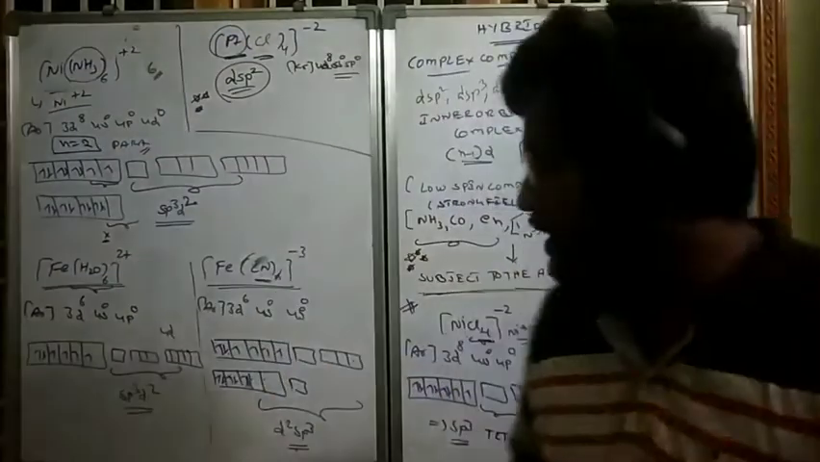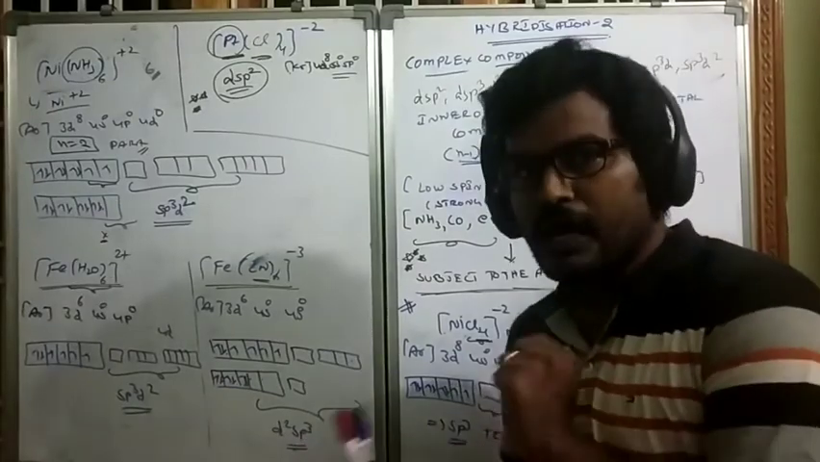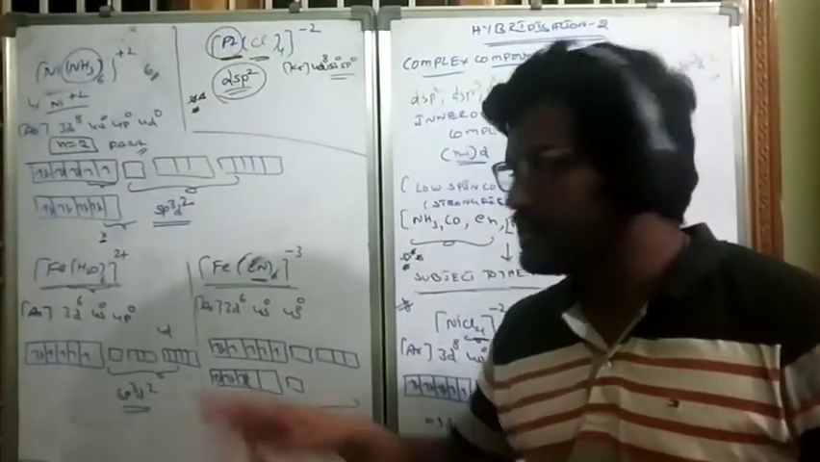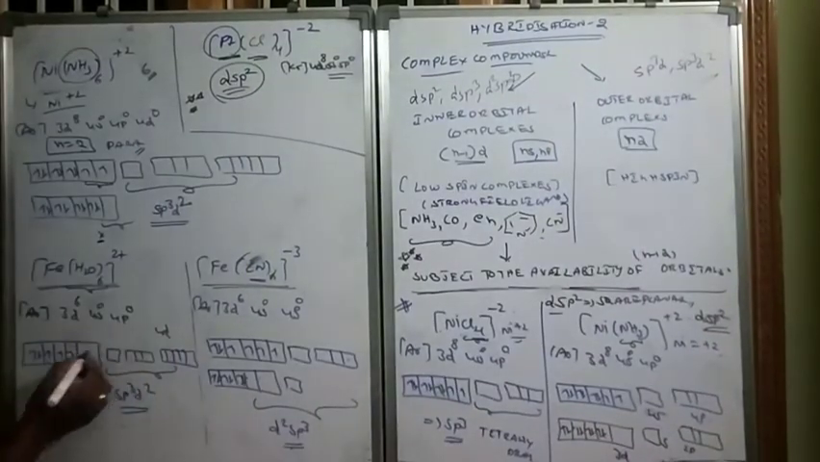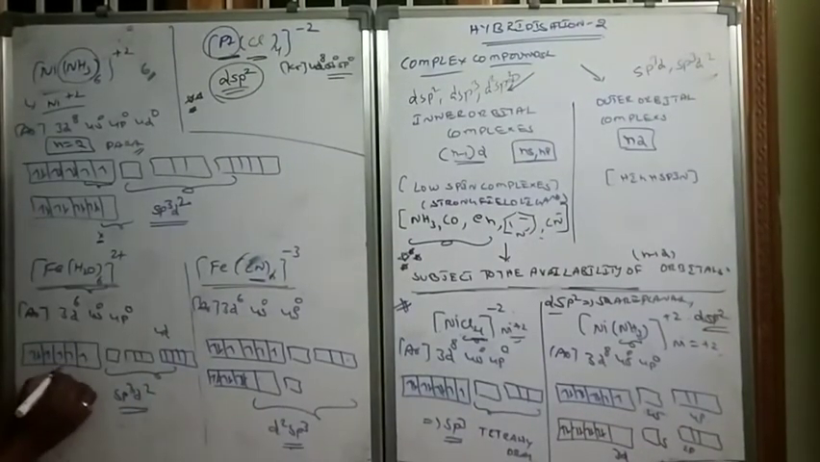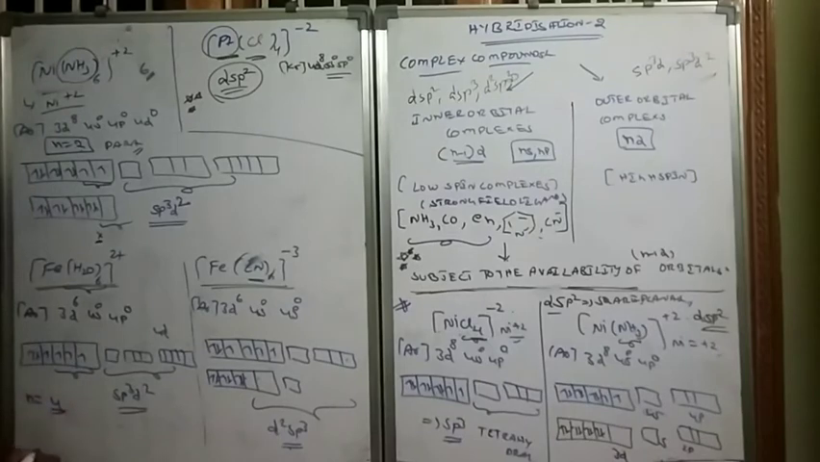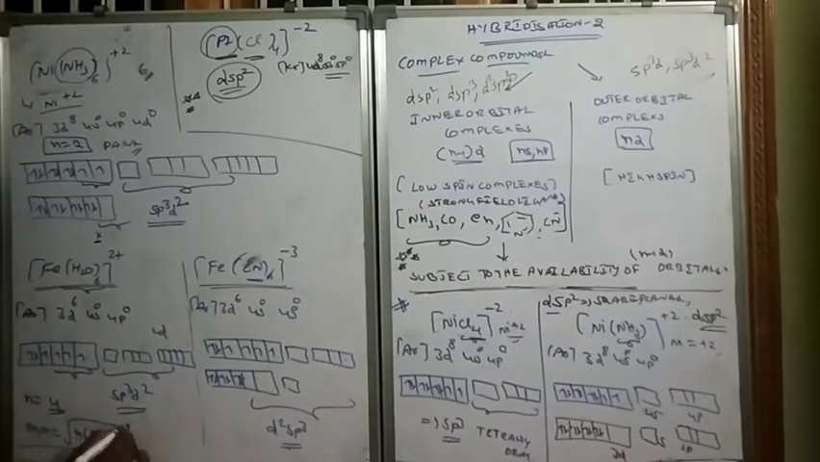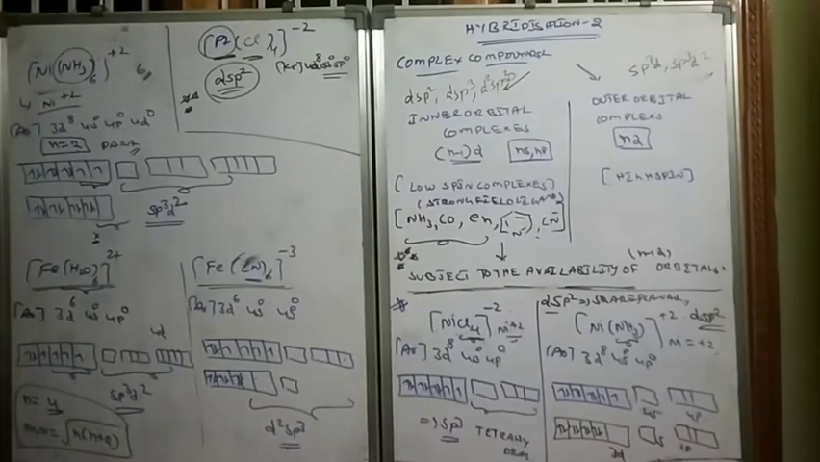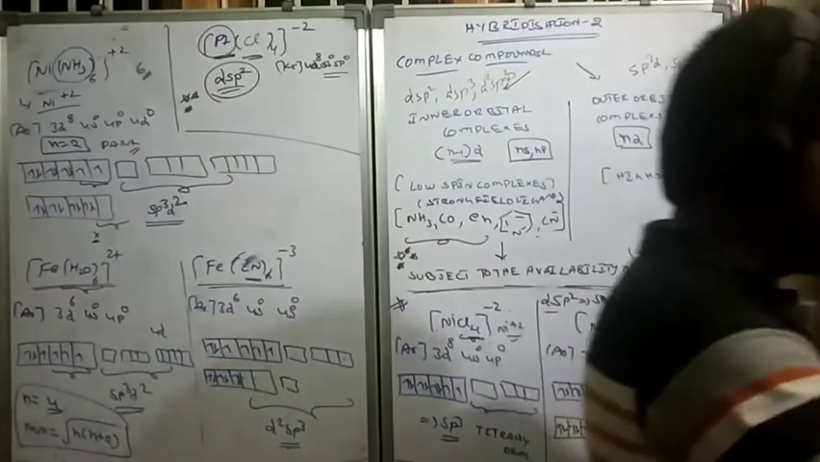Here you can work out on this inner orbital and then outer orbital complexes. n is equal to the number of unpaired electrons, 4 are there. Magnetic moment is equal to root over n into n plus 2. By using these formulas, you can identify the magnetic moment of the species also.